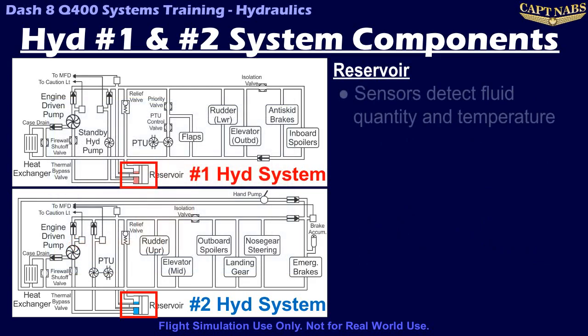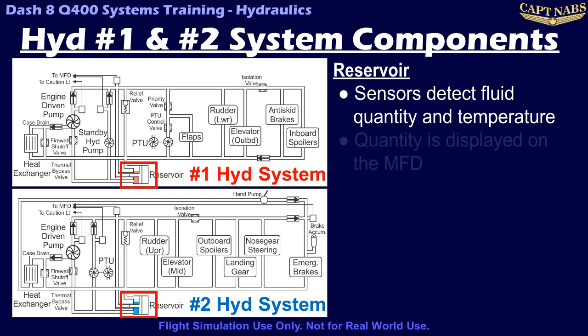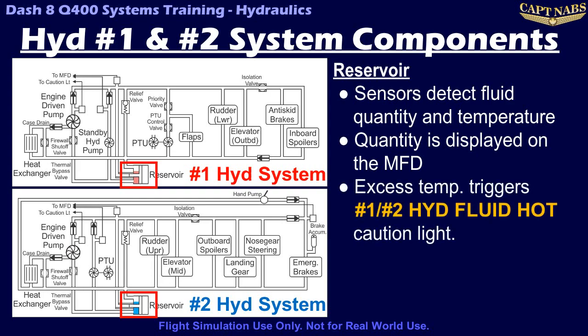Each reservoir incorporates a temperature and fluid level sensor to indicate how much fluid is in the system. Quantity is displayed on the MFD as will be shown later, and a high temperature on the sensor will trigger the number 1 or number 2 Hyd Fluid Hot caution lights.